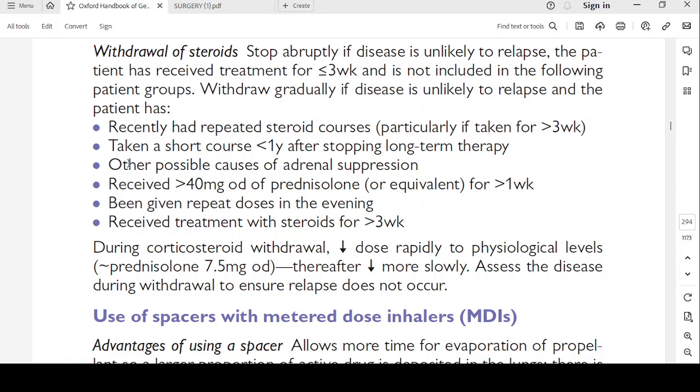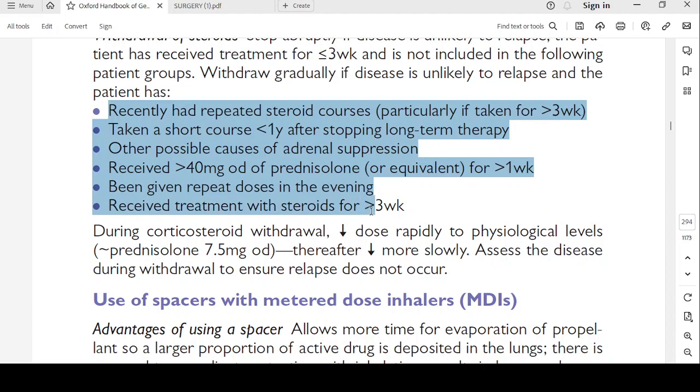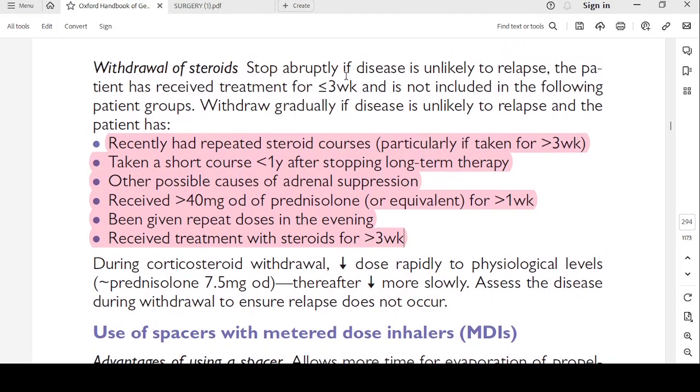Other possible causes of adrenal suppression: received more than 40 milligrams OD of prednisolone or equivalent for more than a week, been given repeated doses in the evening, received treatment with steroids for more than 3 weeks. So these are the conditions where you have to taper the dose of steroids. Otherwise, in other conditions where it has been given for less than 3 weeks, you can stop abruptly.